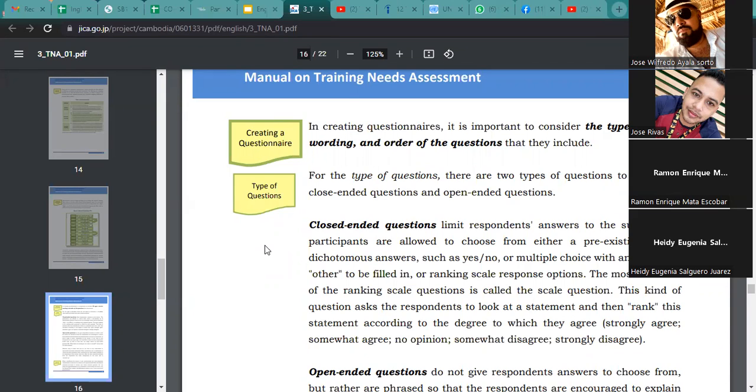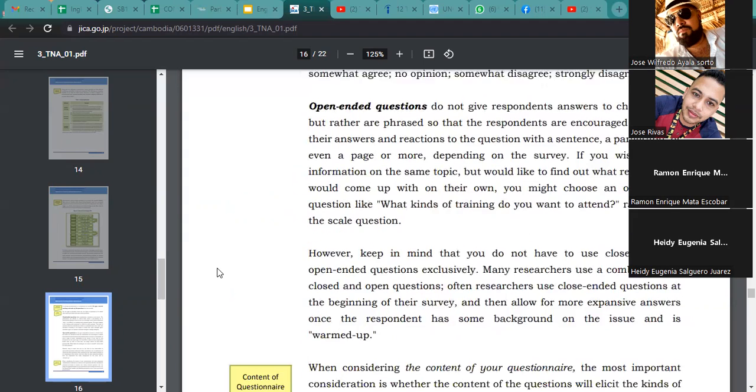ranking scale response options. The most common of the ranking scale questions is called the Likert scale question. This kind of question asks the respondents to look at a statement and then rank this statement according to the degree to which they agree: strongly agree, somewhat agree, no opinion, somewhat disagree, strongly disagree. Please continue.